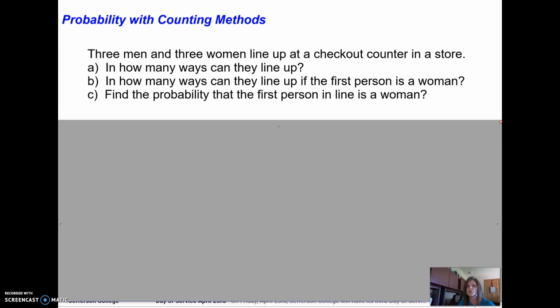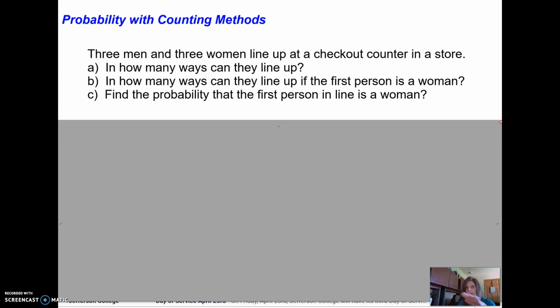But in other problems, we're just going to be asked to find the probability knowing we have to do these three steps. All right, and the same thing's going to happen in the homework. So for this one, we have 3 men and 3 women lining up at a checkout counter at a store. First question, in how many ways can they line up?